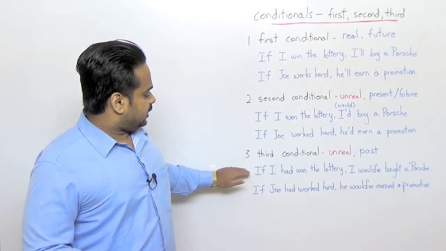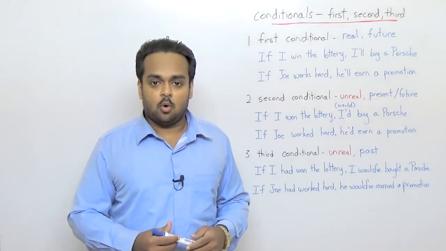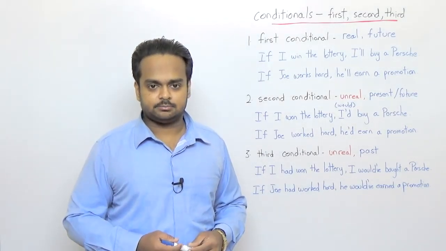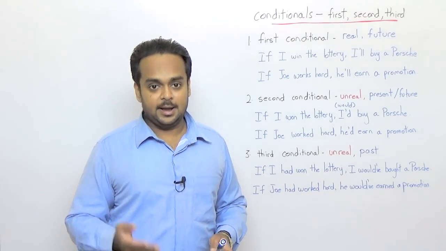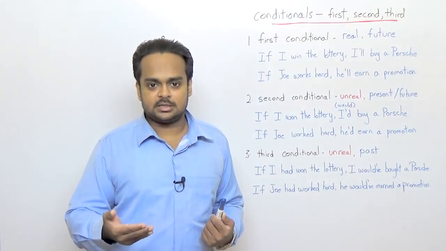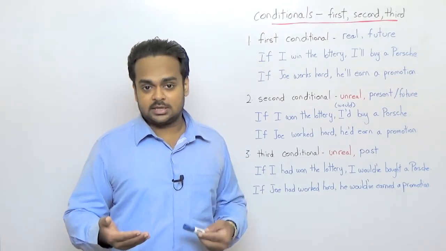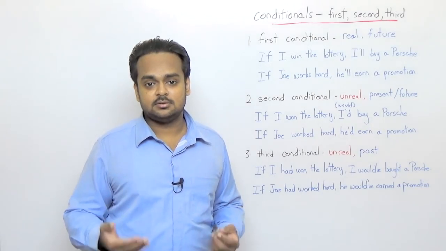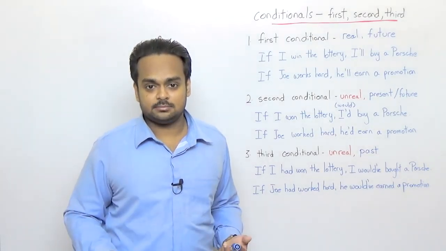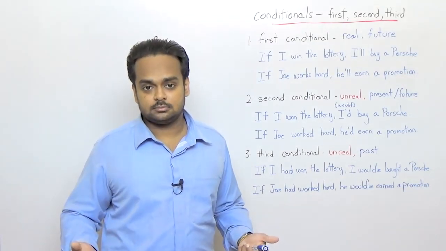Like in this example, if I had won the lottery, I would have bought a Porsche. What do you understand by that sentence? Now imagine that I bought a lottery ticket and I really wanted to win the lottery because I wanted to buy a Porsche. But then the results came out and I missed the lottery by one number. That means I didn't win the lottery. So because I didn't win the lottery, I didn't buy a Porsche.